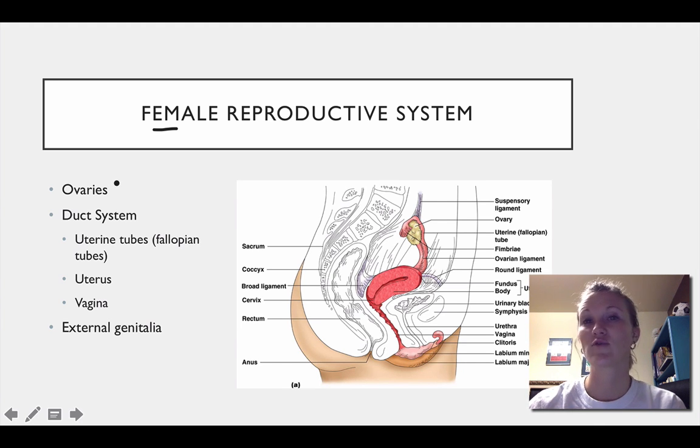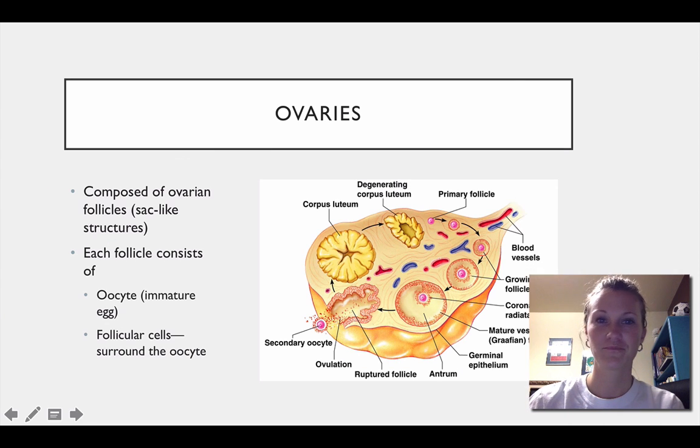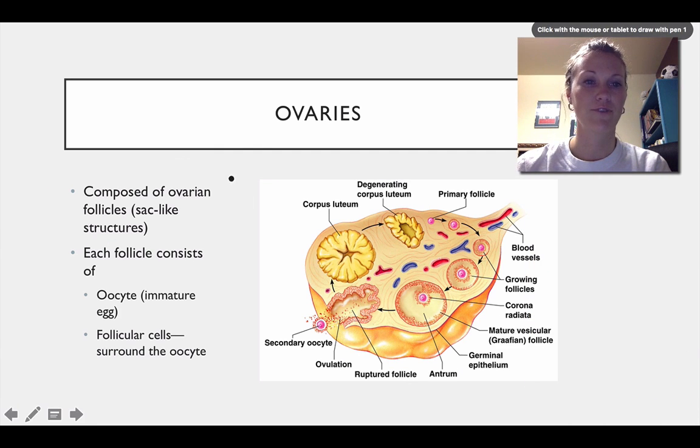Similar to the male reproductive system, the females have an organ that's going to produce the gametes. In the males, that organ was the testes, and in the female, that organ is the ovaries. The males had a duct system, and so did the female. The male duct system included the epididymis, the vas deferens, and then the urethra, whereas the duct system for the female includes the uterine tubes or fallopian tubes, the uterus, the vagina, as well as some external genitalia. So let's go ahead and talk about the ovaries first.